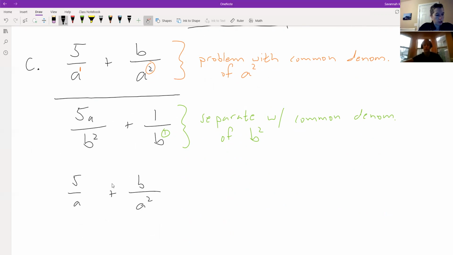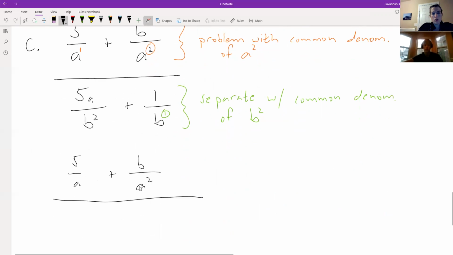For each little miniature problem, one of the fractions involved already has the common denominator. So that is good news for us. It means a little bit less work. Okay, so on top, I need everybody to have a denominator of a squared. So I can just multiply that missing a here. Yeah, it's an a squared.